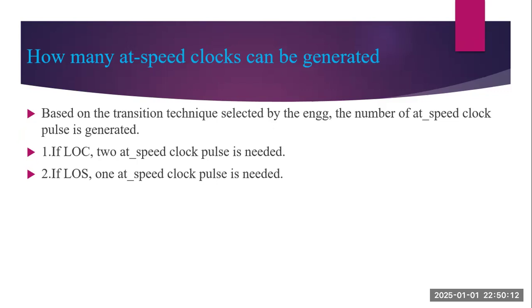How many at-speed clocks can be generated? Based on the transition technique selected by the engineer, the number of at-speed clock pulses is generated. If you use LOC, 2 at-speed clock pulses are needed. If LOS, 1 at-speed clock pulse is needed.